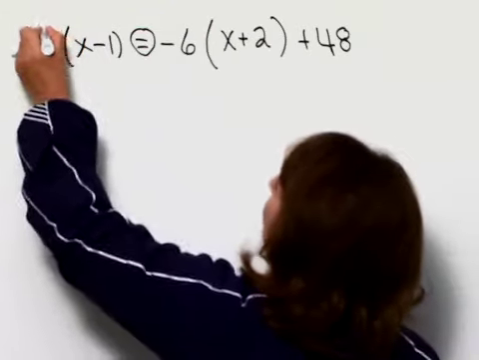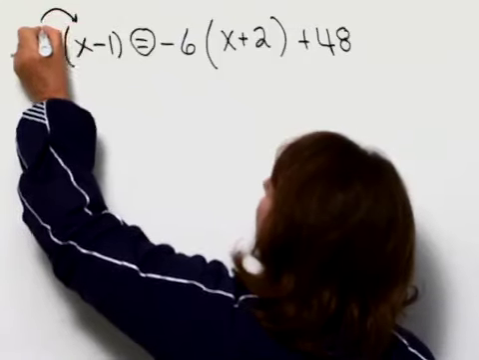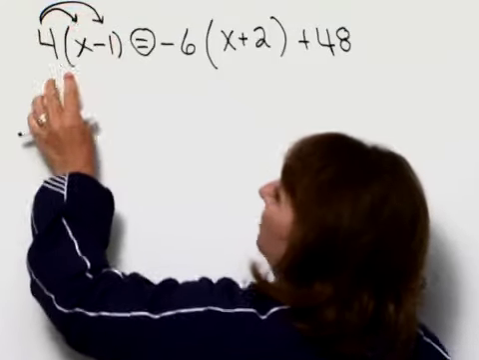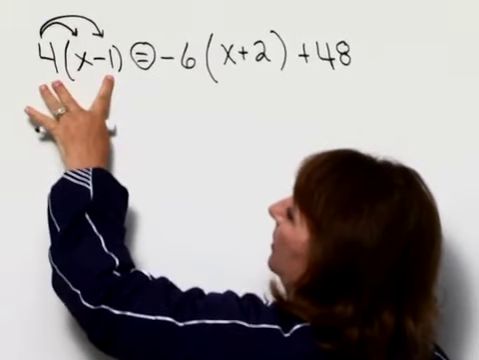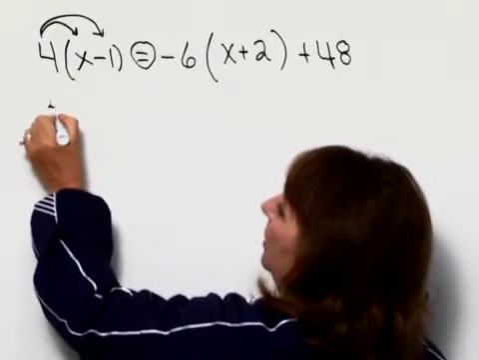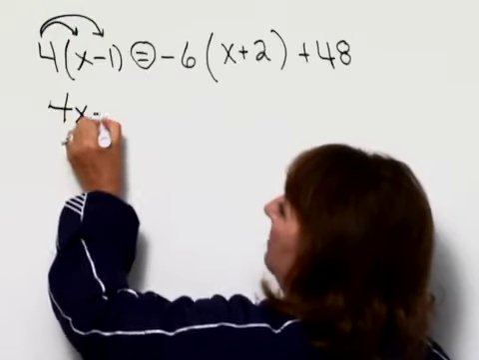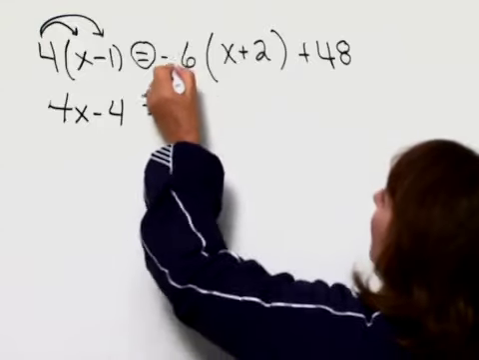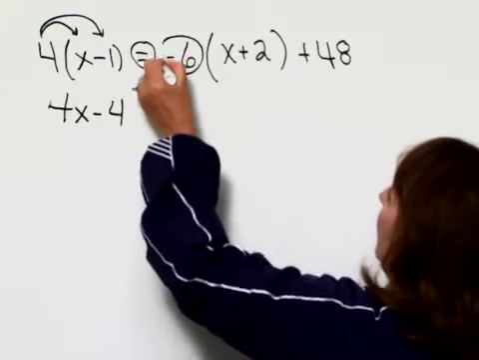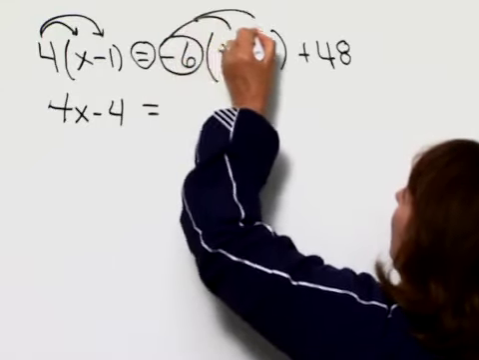So we're going to remove the parentheses. Again, if it helps, write the arrows to help you remember to multiply 4 times x, 4 times negative 1. So this is 4x minus 4 equals. Now let's do the same thing here. Here, you may want to circle this, go like that, go like that.